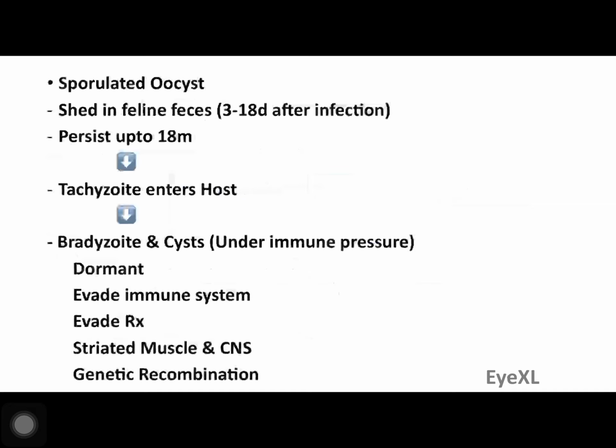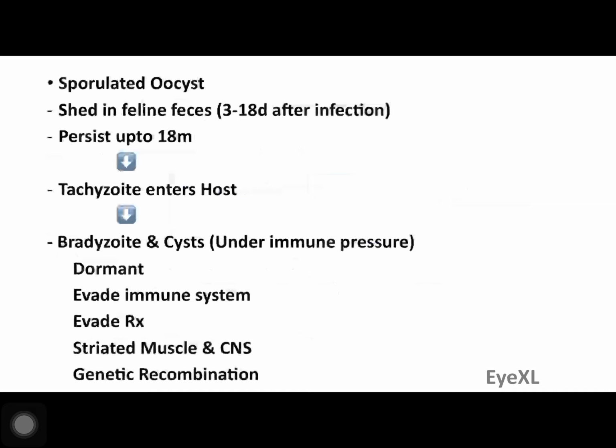This is shed from the feline feces about 3 to 18 days after the cat itself gets infected, and it can persist in the soil for up to 18 months. Millions of oocysts can be excreted in one single day. I'm sorry, excreted is not the correct word. Just removed via the feces every single day, and it can persist in the soil for up to 18 months. So it's a very long time to infect other animals.